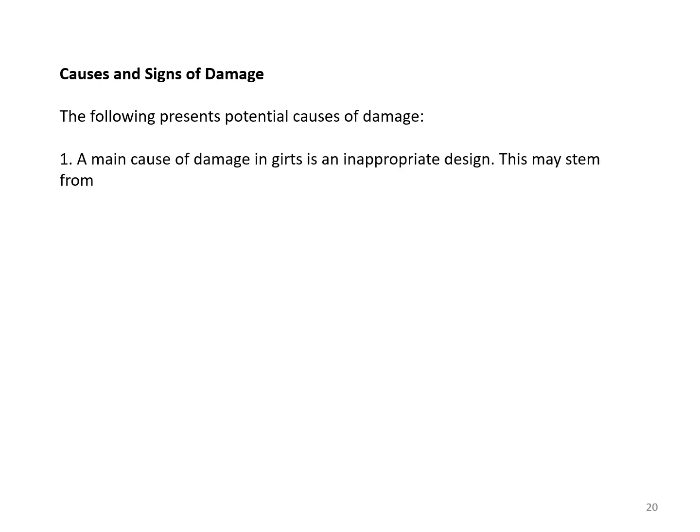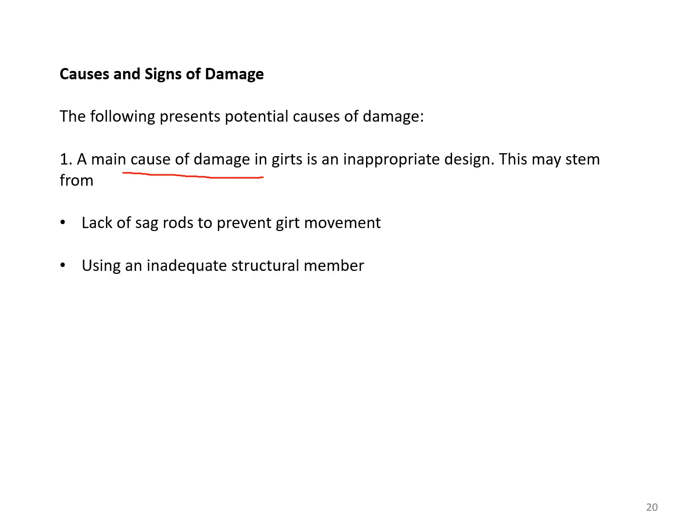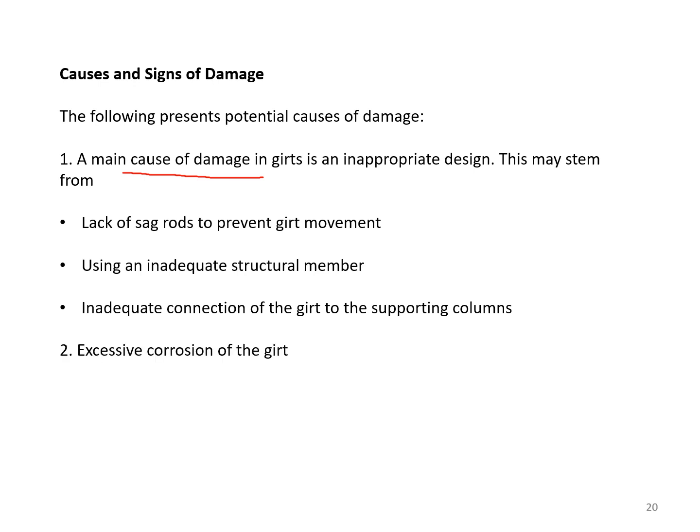In closing up the discussion, I thought maybe it's a good idea to talk about causes and signs of damage in such facades. The potential damage causes could be the following. A main cause of damage in girts is an inappropriate design. This may stem from lack of sag rods to prevent girt movement. You saw the importance of sag rods. Using an inadequate structural member for the girt. Inadequate connection of the girt to the supporting columns. Excessive corrosion of the girt could be another damaging issue. Inadequate cladding connection to the girt could be another one.